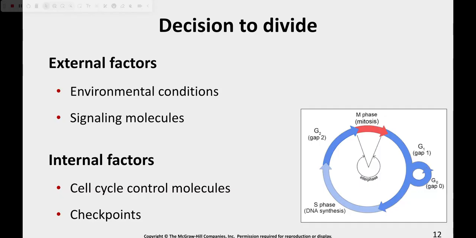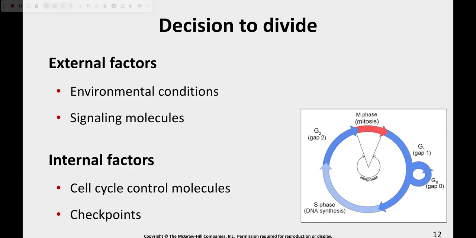Maybe it's certain signaling molecules signaling to the cell that we need more cells. Maybe this is like a hormone, like a growth hormone. We need more cells. Any type of signaling molecule indicating that more cells are needed here. So it could be those external factors.